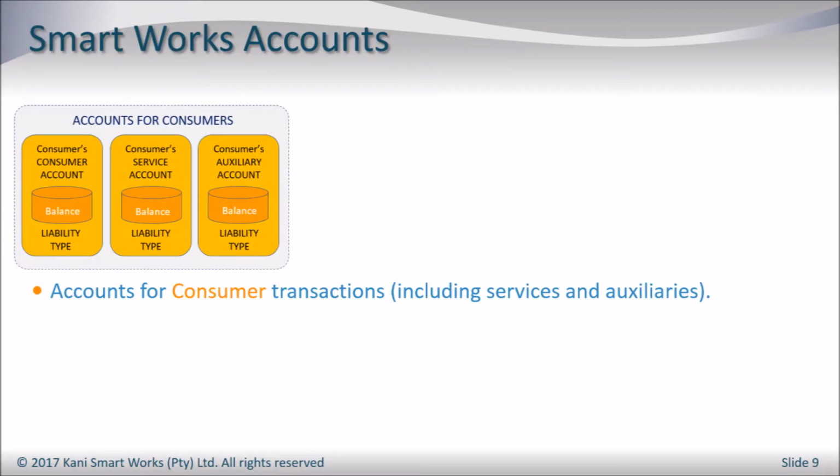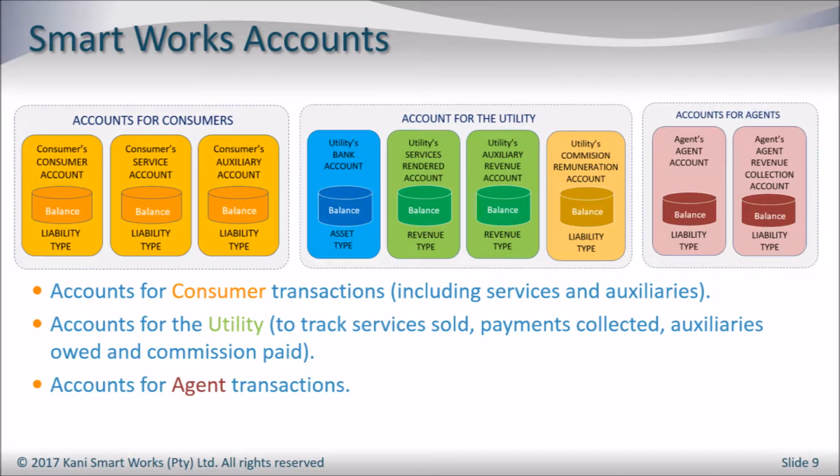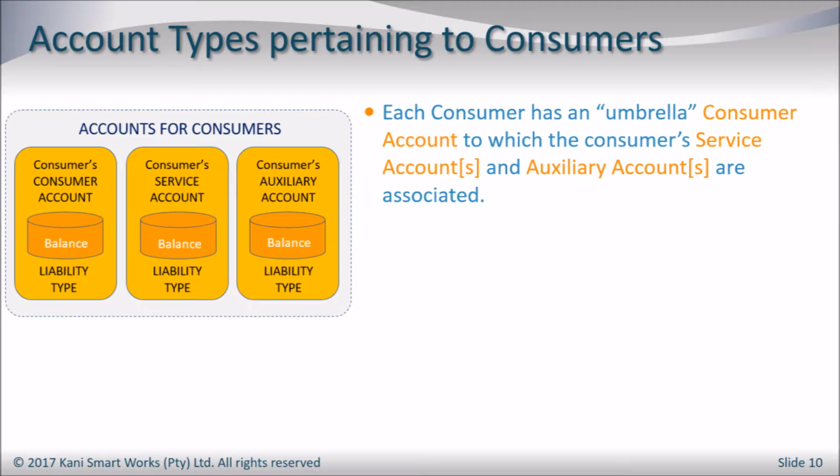SmartWorks contains quite a few accounts. There are accounts for consumer transactions, including services and auxiliaries. There are accounts for the utility, to track services sold, payments collected, auxiliaries owed, and commission paid. And then there are accounts for agents or vendor transactions. So let's now look at account types pertaining to consumers.